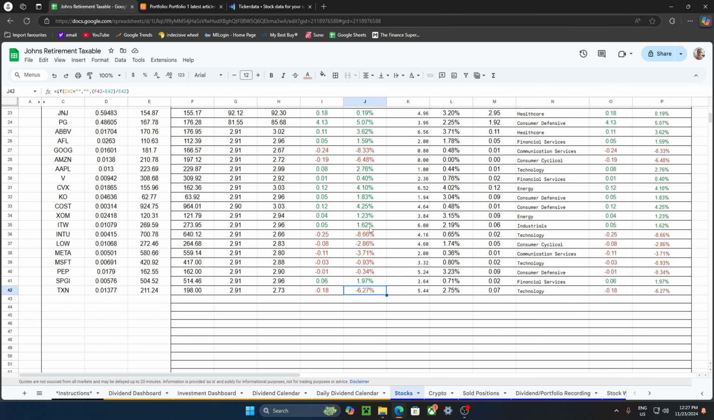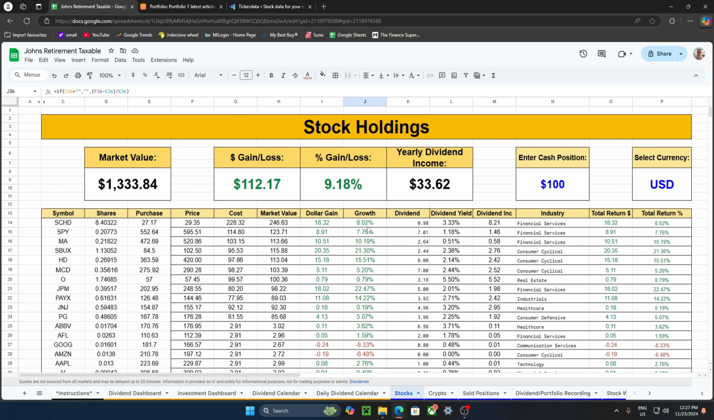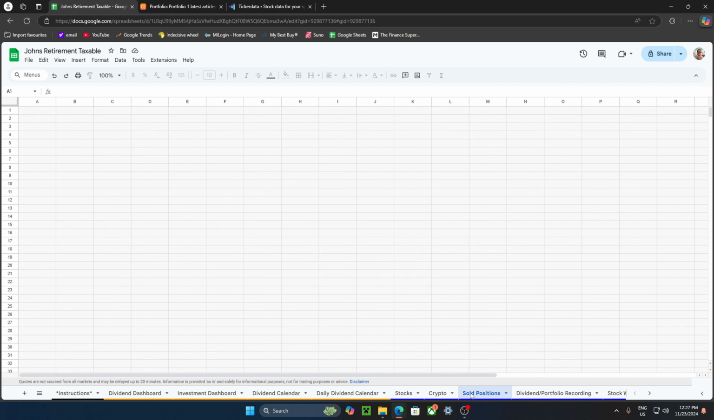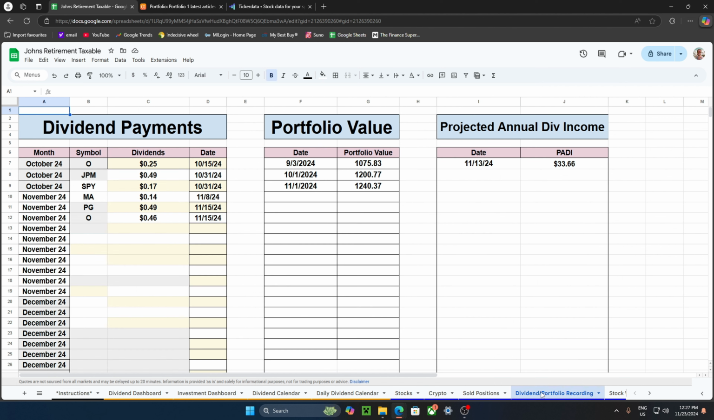We got Texas Instruments, but this is a new holding. I'm not concerned about the stock price. I'm not concerned about the loss, because like I said, these are relatively newer holdings. So I'm not worried about what the price is doing right now. I'm going to be worried about the price in 20 years from now on this account, because I am going to retire in my 40s. I'm just saying that right now.